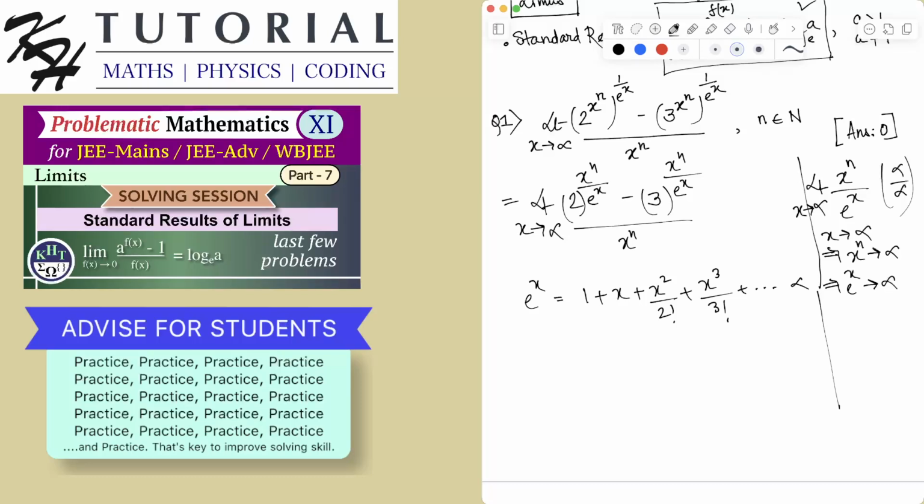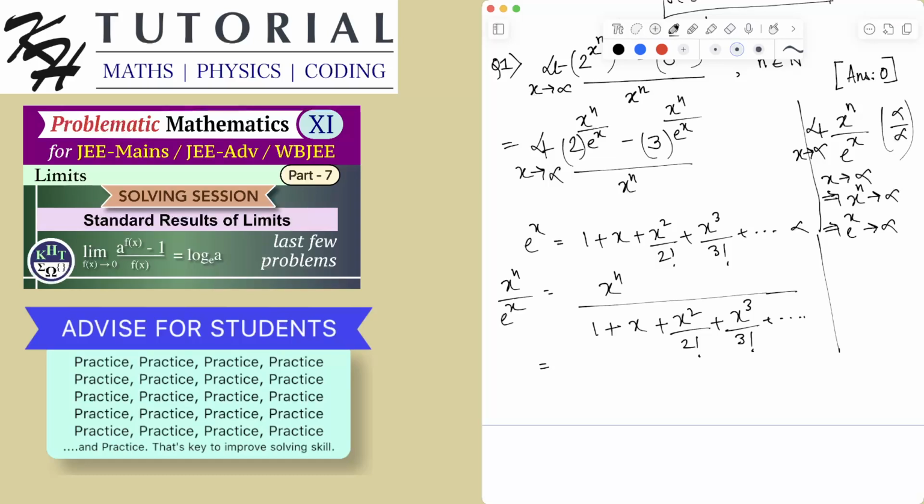Now what will x to the power n divided by e to the power x be? This will be x to the power n divided by 1 plus x plus x square by 2 factorial plus x cube by 3 factorial, and this will go on. Now n is a natural number. It should not be a large natural number. Now x is a natural number.